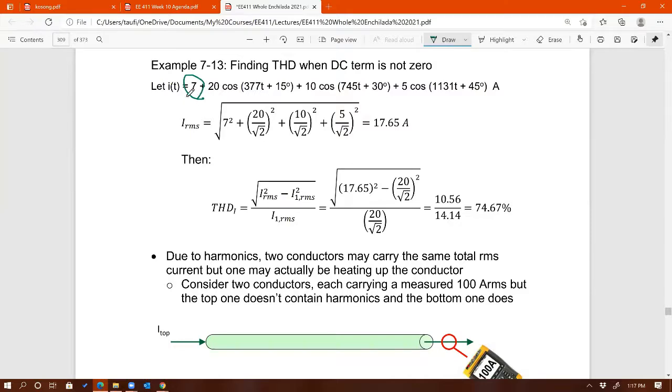for DC, DC and RMS is the same, so do not divide by square root of 2 for DC, because DC is just flat. So the effective value of DC is the same as the DC. But for the other ones, you divide by square root of 2. So then you get the total RMS, and then you can calculate THD from there.